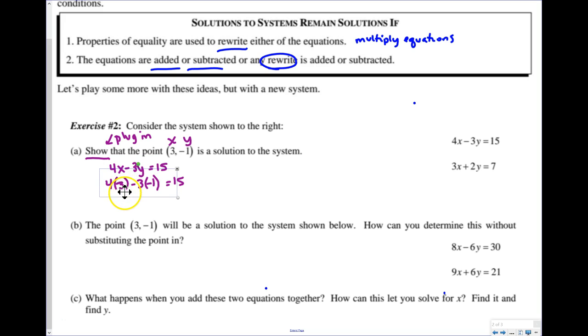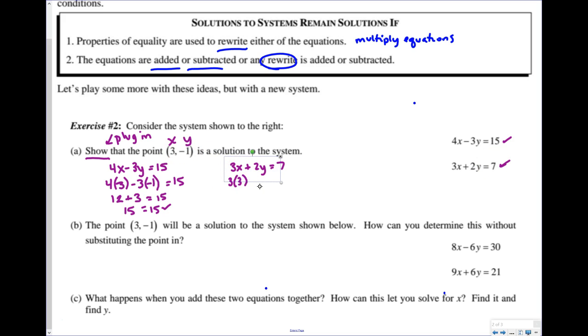And now I simplify. 4 times 3 is 12. Negative 3 times negative 1 is a positive 3. And 12 plus 3 is 15. So it works in the first equation. Now let's try the second equation, 3x plus 2y equals 7. Remember, I'm getting my two equations from over here. So I'm using these two equations here. I'm going to plug in 3 and negative 1.